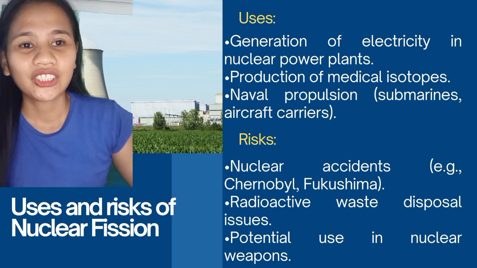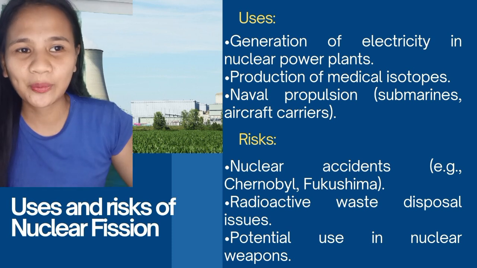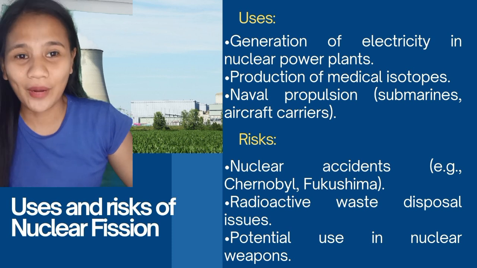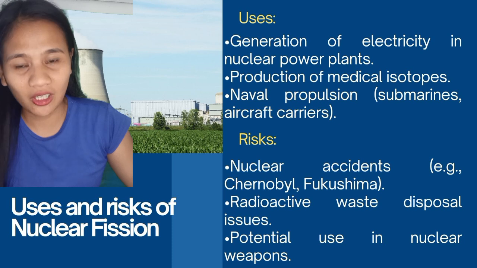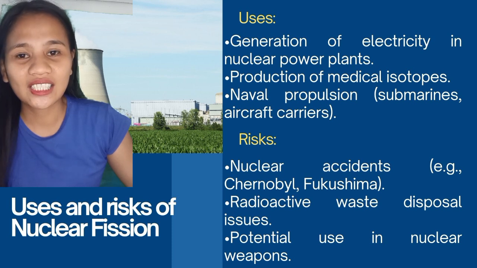In summary, nuclear fission is a powerful process that explains how mass can be converted into energy. By understanding its principles, applications, and risks, we can better appreciate its role in modern physics and energy production.